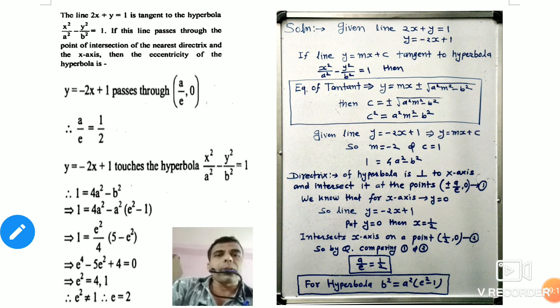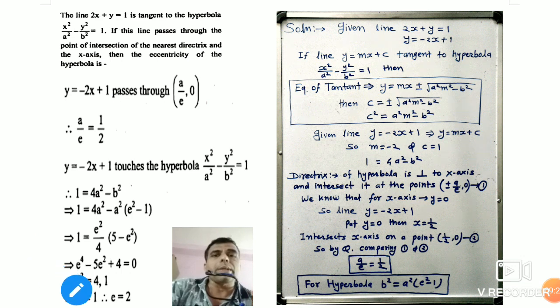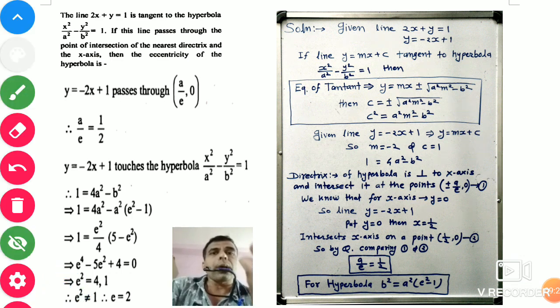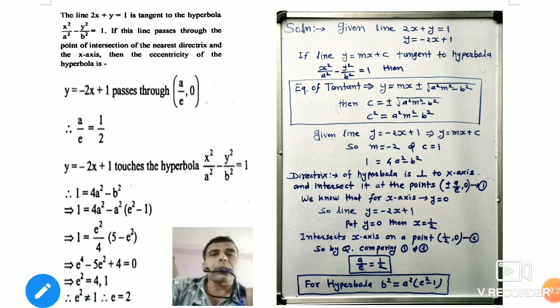After solving this we find e is always greater than 1, so e square is never equal to minus 1. So what is our answer? E is equal to 2.